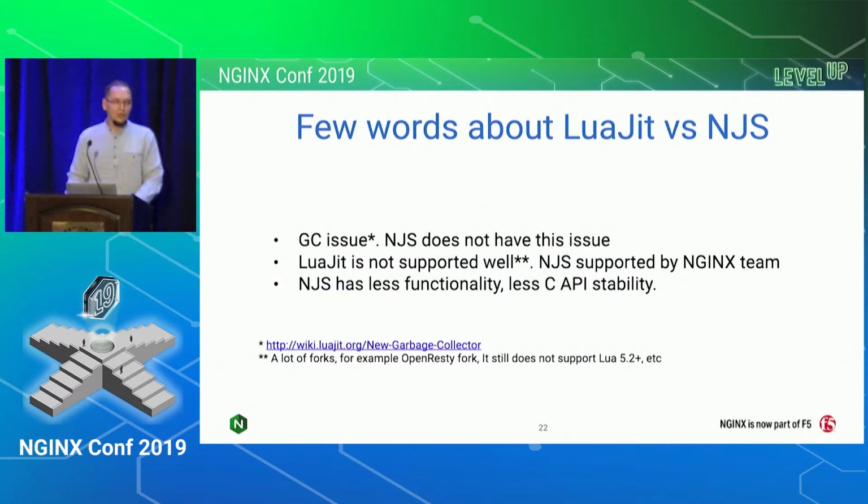For example, Mike Pall stopped supporting LuaJIT about 2 years ago. That's not good. There are a lot of forks. And yeah, NGS is supported by the NGINX core team, which is good. But the problem is that NGS right now has less functionality than LuaJIT, and less API stability. For example, about 1 month ago, I pulled new sources of NGS from the repo, and I found that the API changed for some reason. It wasn't a big problem, but I wish to have more stability.